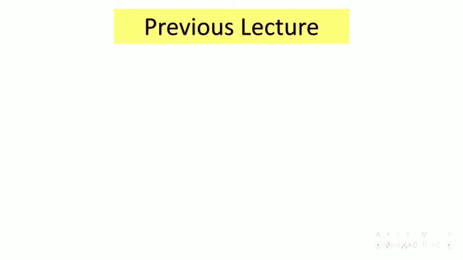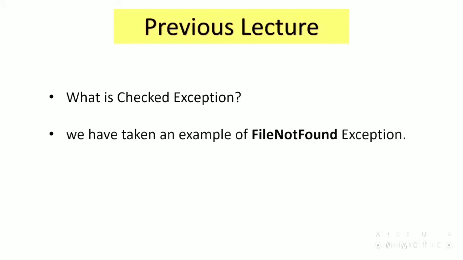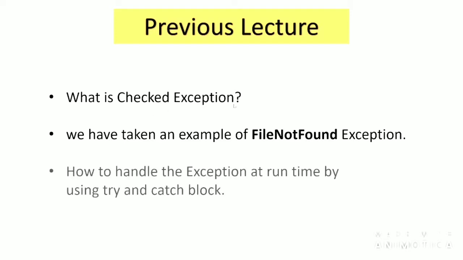In the previous lecture, we learned about three things. First, we saw what a checked exception is: the exception which is checked by the compiler, whether the programmer has handled the exception or not, for smooth execution of the program at runtime. Second, we took an example of FileNotFoundException, which is of type checked exception. Third, how to handle the exception at runtime by using try and catch block.